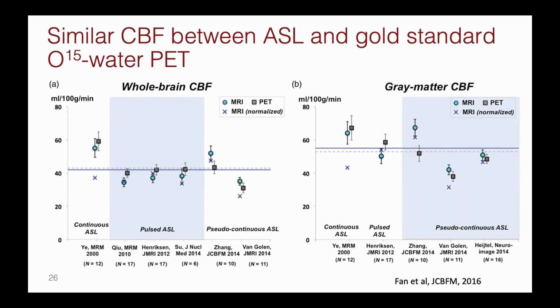And the data showed that ASL was actually quite comparable with PET for CBF measurements, which really gave ASL a huge potential to replace PET in perfusion imaging. Now, with these promising data, we ask ourselves whether ASL can replace PET to measure CVR and potentially be used to identify patients with a higher risk of cerebrovascular diseases.